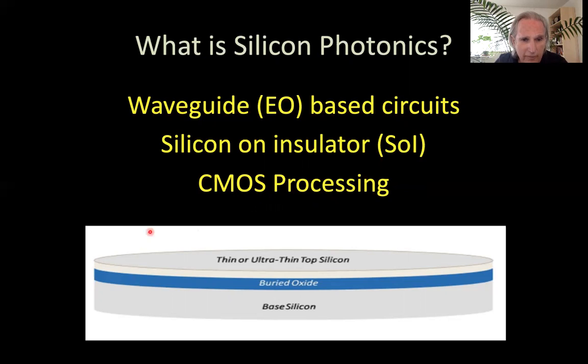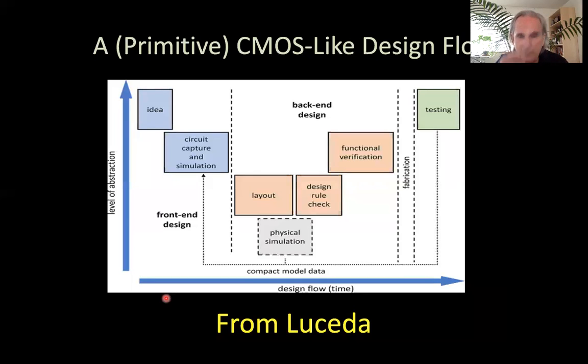If we look, this is what a silicon wafer or a silicon on insulator wafer looks like. You've got a thin top layer of silicon, you have buried oxide, a couple of microns, and then you've got base silicon. This base silicon is, as we'll say, 600 microns to a millimeter. So that's what silicon photonics is.